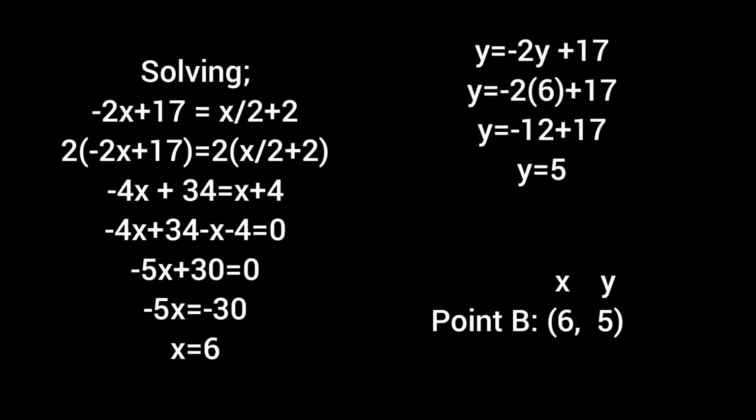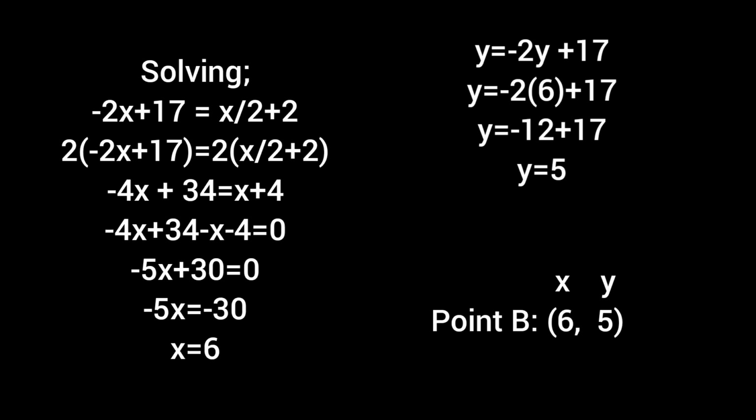Let's input the data. After multiplying, we get negative 4x plus 34 equals x plus 4. So negative 4x plus 34 minus x minus 4 equals 0. This leads us to negative 5x plus 30. Then when we solve for x, we get x equals 6.